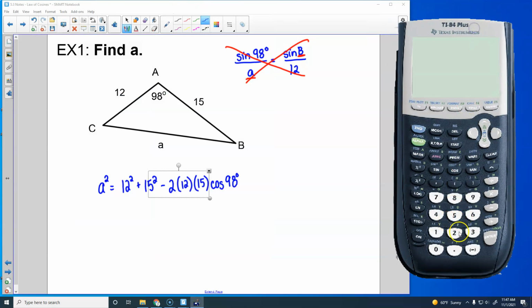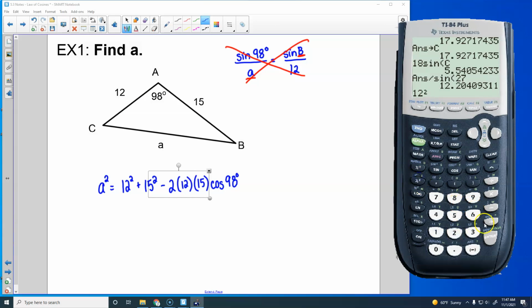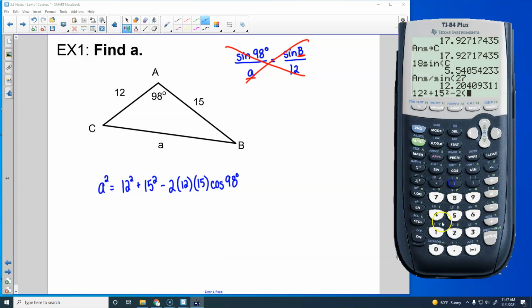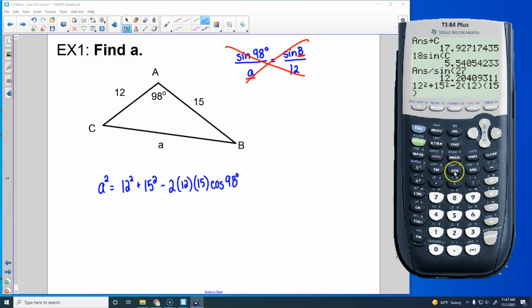So we're just going to type this in. 12 squared plus 15 squared, minus 2 times 12 times 15 cosine 98. So you type all of that in, and I got 419.102.